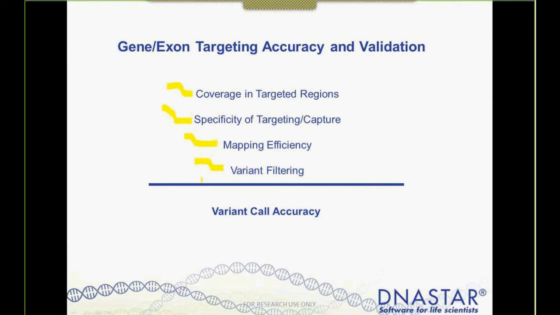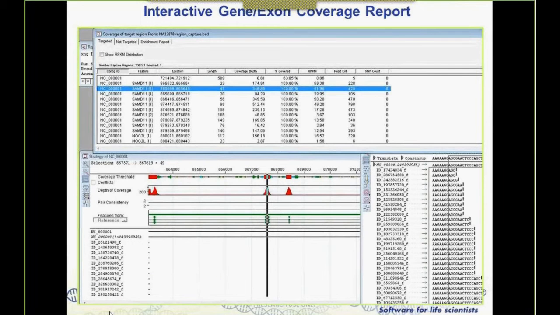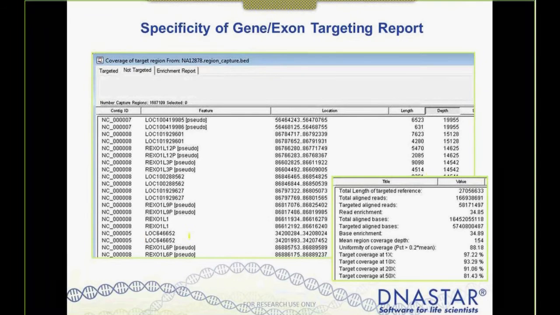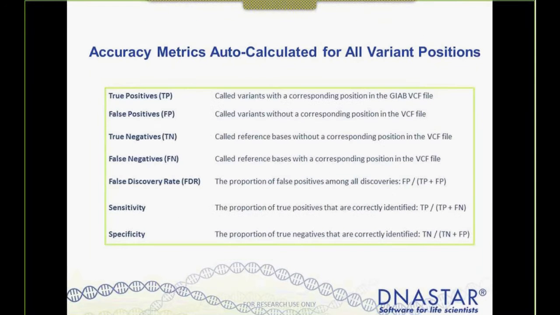So we give some access there. And all of these things combine then to the overall variant call accuracy in your samples. And so you want to be able to assess all of them in detail. There's also some interactive reports. We'll look at those in the software, and the specificity. So we'll look at that, the metrics that are generated.